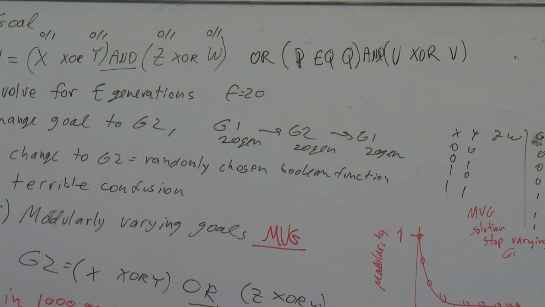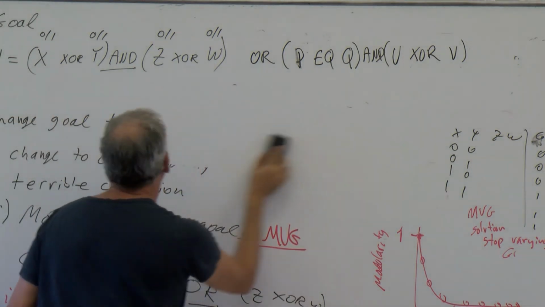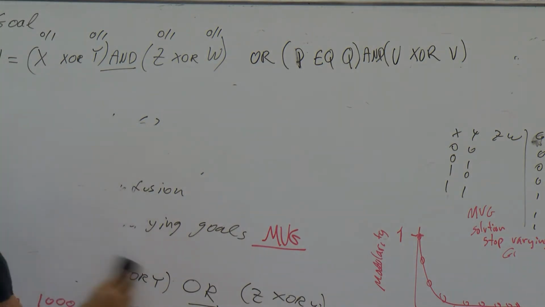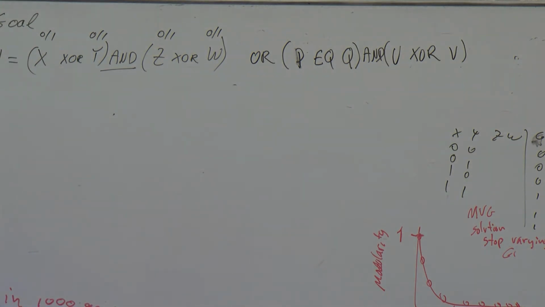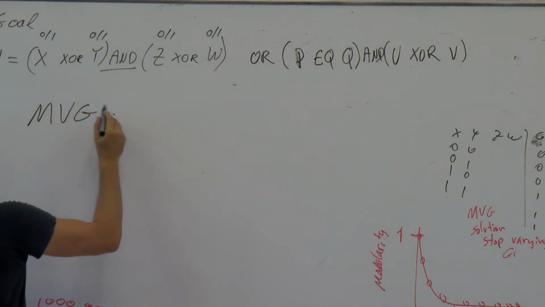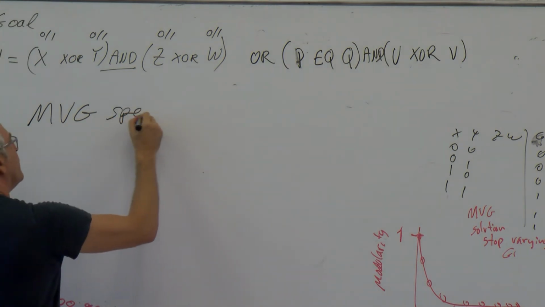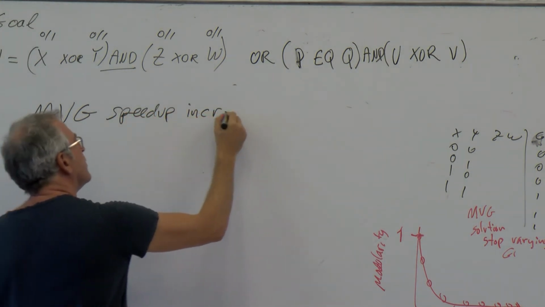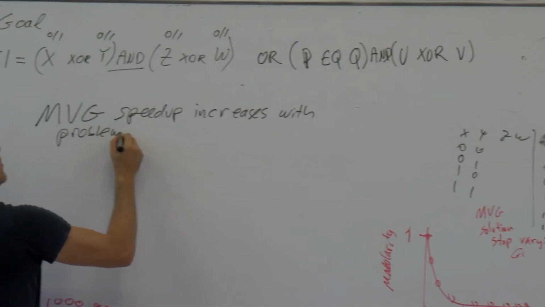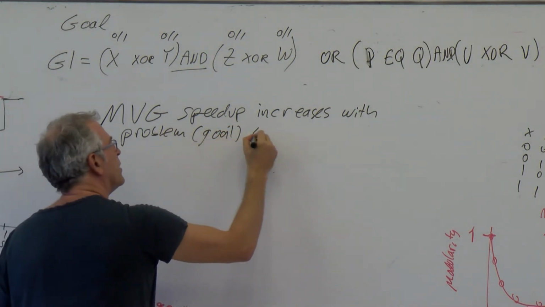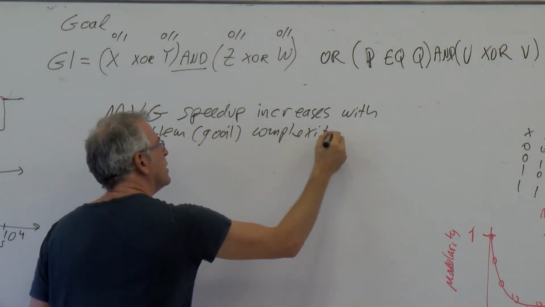Now we're going to just draw a graph. What happens when you do this with harder and harder goals, with more and more inputs? So the answer is that with MVG, modularly varying goals, the speed up increases with the problem, or let's say with the goal complexity. I just want to illustrate that here.